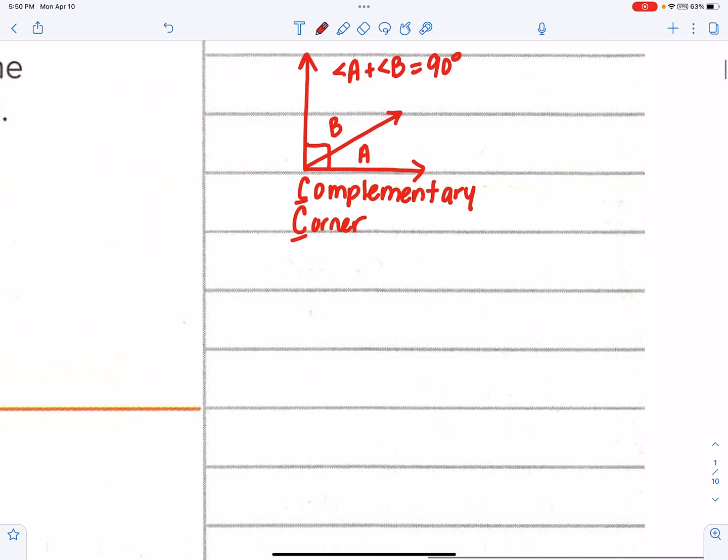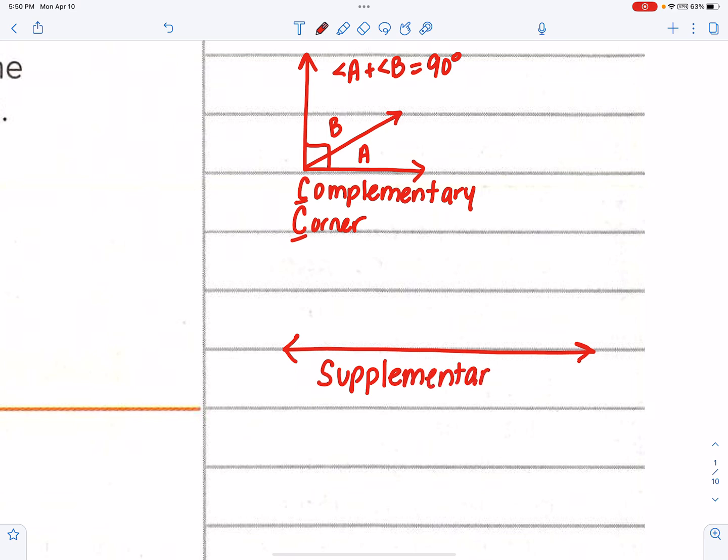The next one we're going to focus on, that I want you to write here, is a supplementary pair of angles. And so we're going to draw a straight line, and we're going to write supplementary. Draw a line and say straight, 180 degrees, okay?